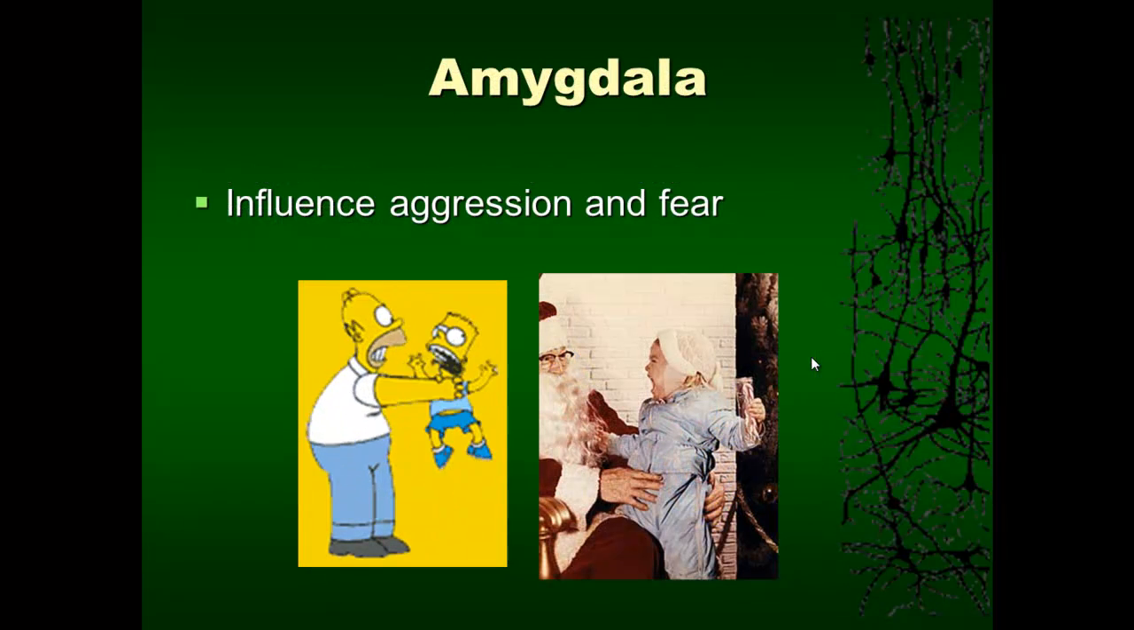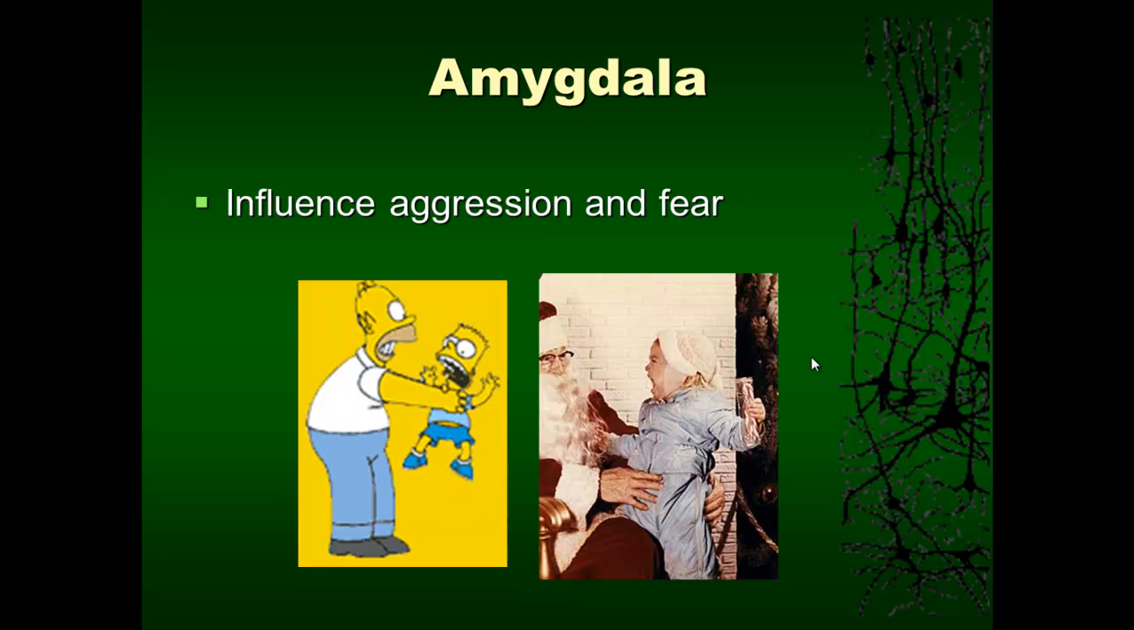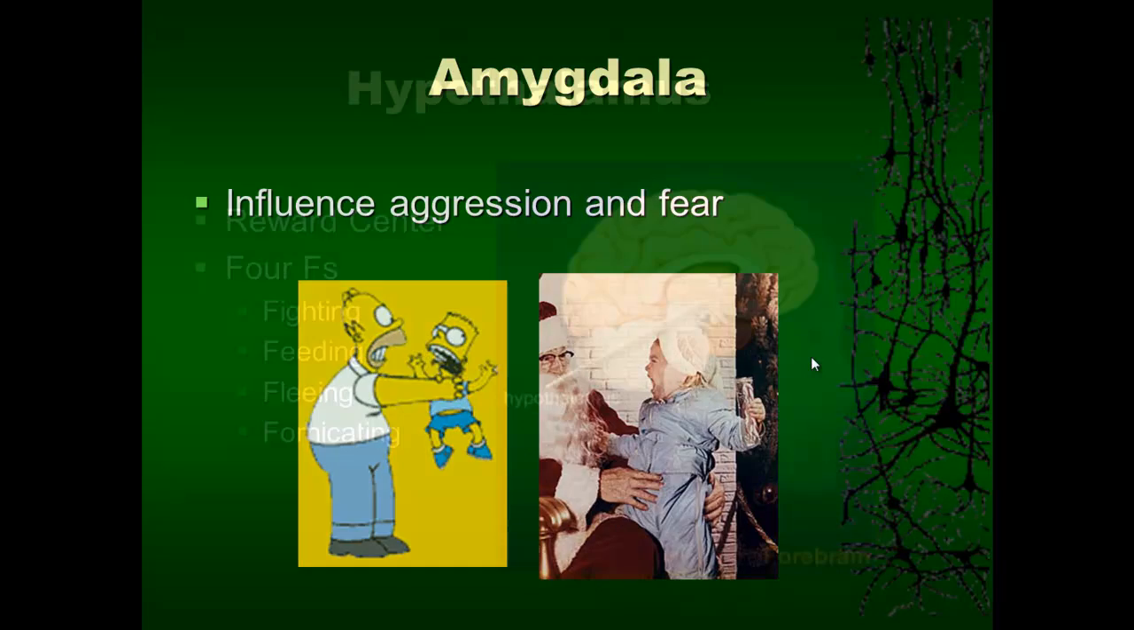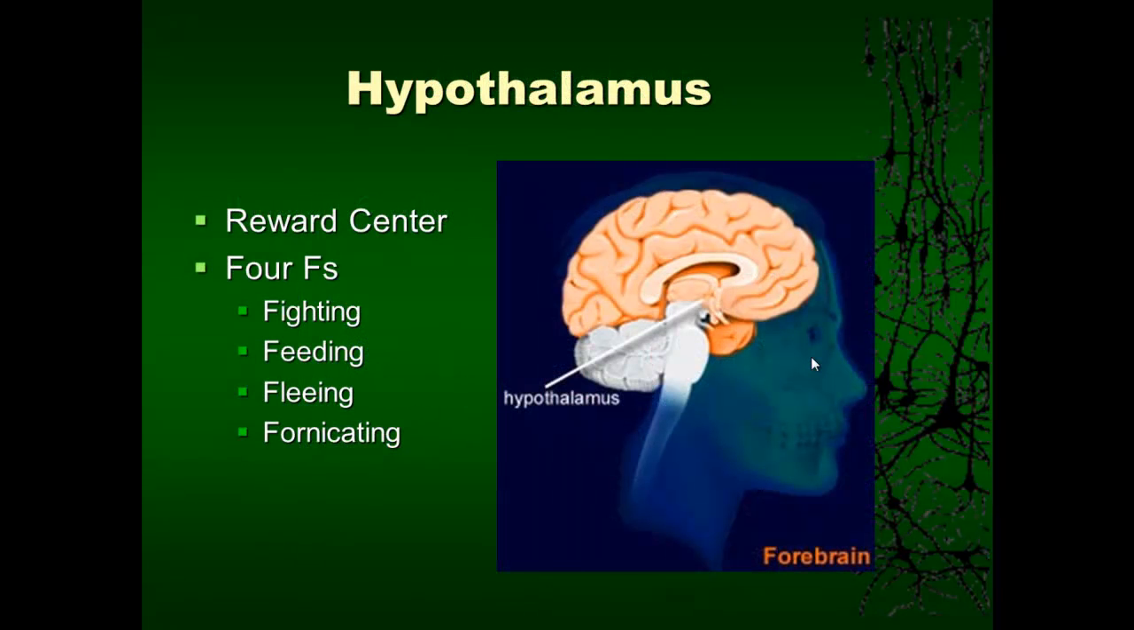The amygdala is the part that influences our ability to be aggressive or to be afraid. And then the hypothalamus is a tiny little part of the brain, but it actually might be one of the most powerful parts of the brain. This is what's called the reward center or the pleasure center. And it's involved in the 4 F's: fighting, feeding, fleeing, and fornicating. So these are the things to us that feel good, right? Sex feels good, eating feels good, and the reason it feels good is because these activate the hypothalamus, and the hypothalamus, when stimulated, makes us feel good.